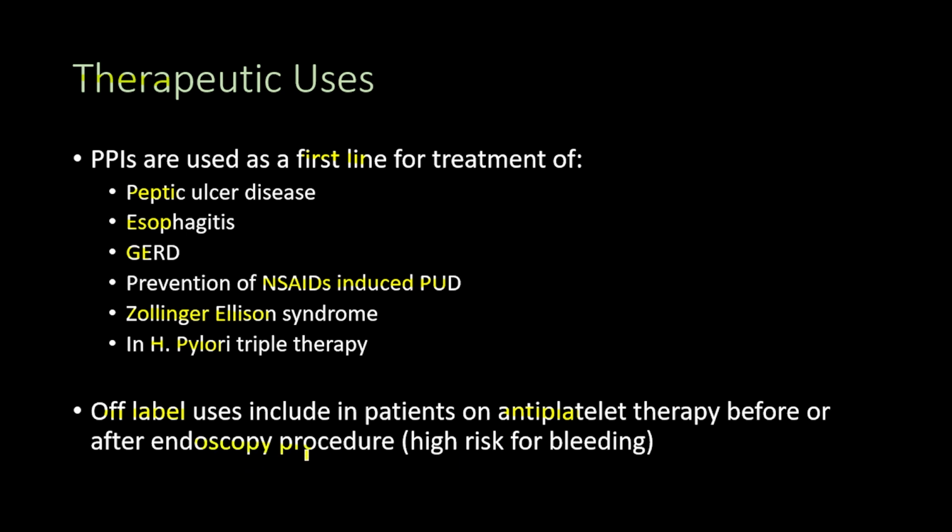Now, off-label uses of the proton pump inhibitors include use in patients on antiplatelet therapy before or after an endoscopy procedure because of the high risk of bleeding in those patients. Because patients on antiplatelet therapy have a high risk of bleeding, if a minor injury occurred during the endoscopy procedure, this would lead to bleeding in those patients, and the acid would aggravate the bleeding. That is why suppressing the acid with the proton pump inhibitors is indicated in those patients.